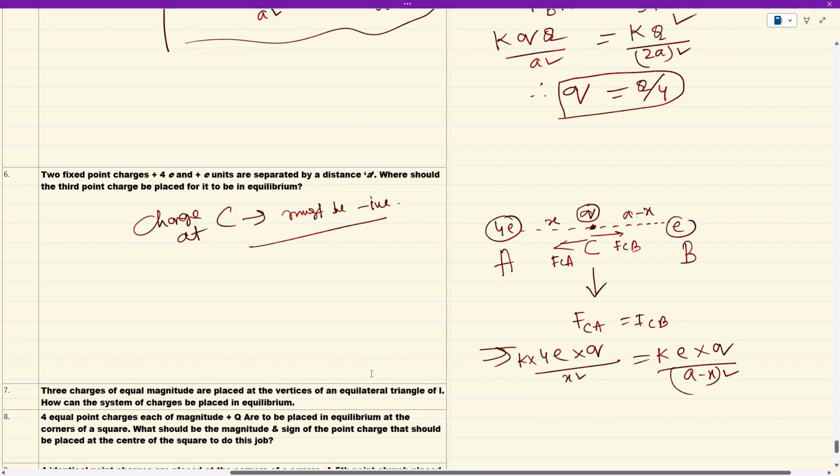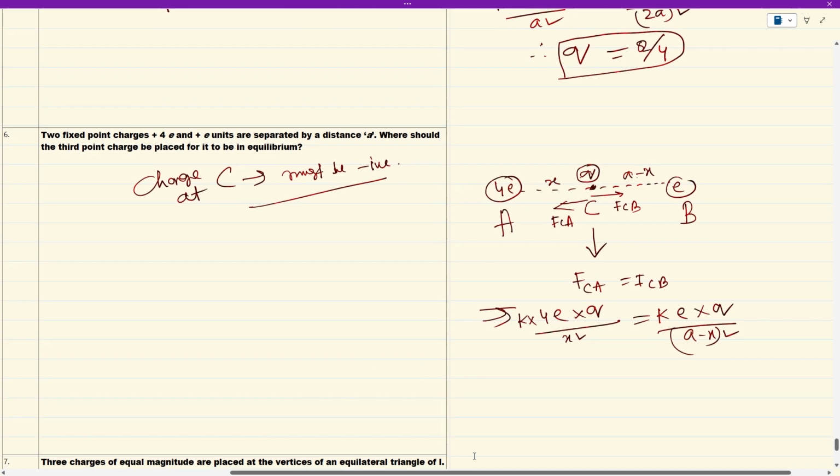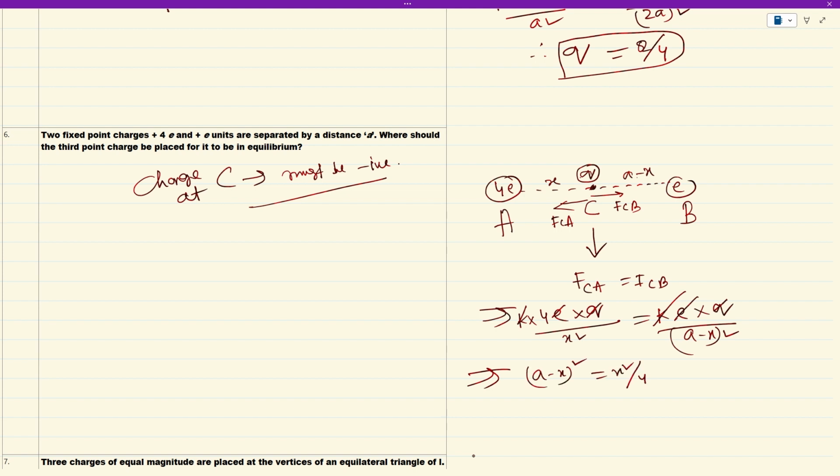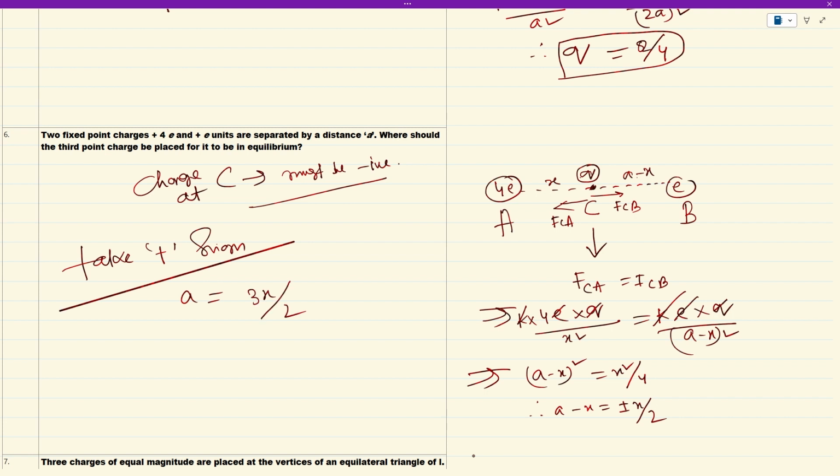Alright? So now terms are getting cancelled from two sides. E into q gets cancelled. K also, K, e, q get cancelled. So this implies a minus x whole square is x square by 4. Therefore, a minus x is plus or minus x by 2. Taking plus sign, what do you observe? a will be 3x by 2. Otherwise, it is going to be negative. Negative means outside, we will not consider. So x is going to be equal to 2a by 3.